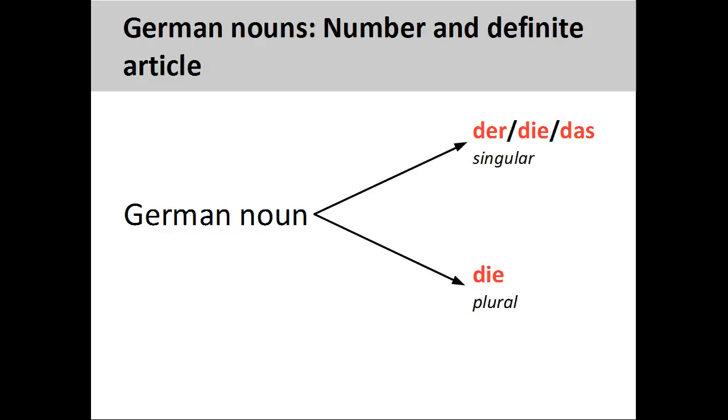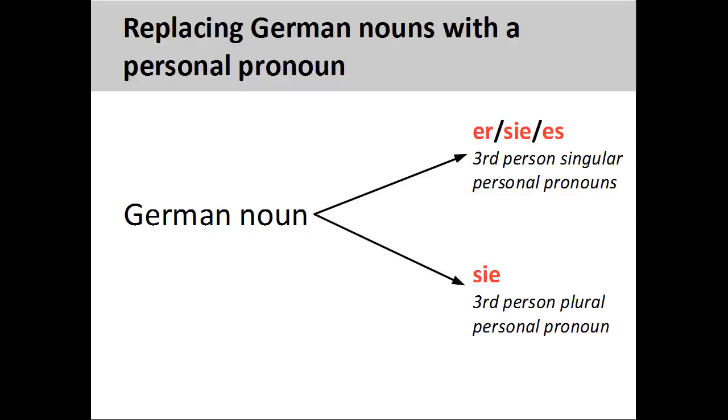You will recall from the presentation on German nouns that the grammatical gender of a noun is seen in its definite article. Der indicates a masculine noun, die a feminine noun, and das a neuter noun. There is also a definite article die for plural nouns. In German, we can replace nouns with third-person singular and plural personal pronouns. In the case of singular personal pronouns, this substitution can be based on the biological gender of the noun.